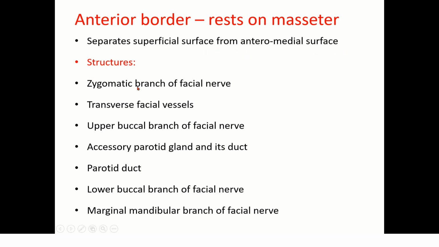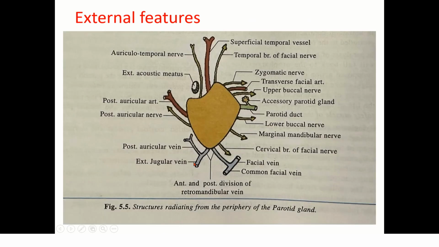Then the anterior border rests on the masseter and separates the superficial surface from the anteromedial surface. Structures related to it, from above downwards, are: zygomatic branch of facial nerve, transverse facial vessels, upper buccal branch of facial nerve, accessory parotid gland and its duct, parotid duct, lower buccal branch of facial nerve, marginal mandibular branch of the facial nerve. So let us see the structures: zygomatic nerve, transverse facial artery, upper buccal nerve, parotid duct, accessory parotid gland and its duct, lower buccal nerve and marginal mandibular nerve.